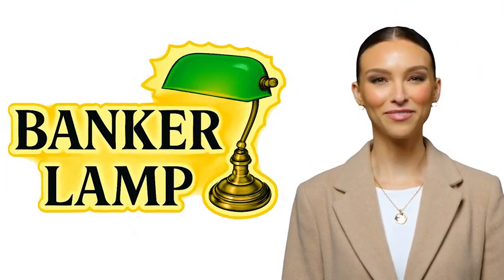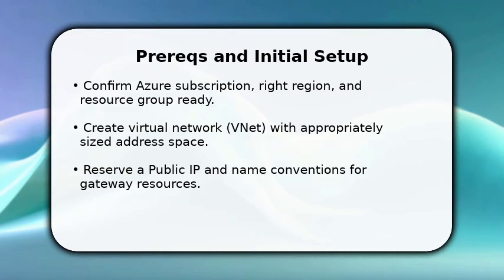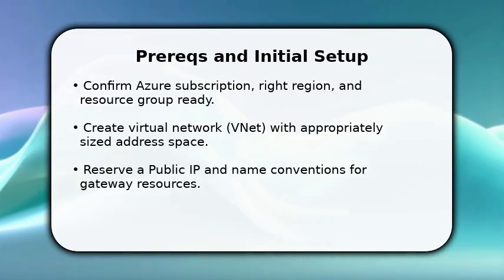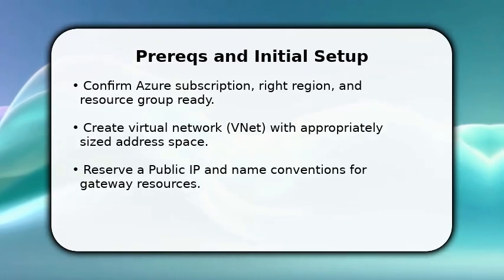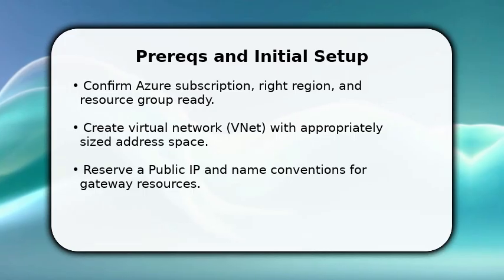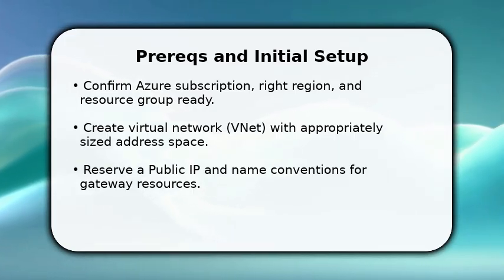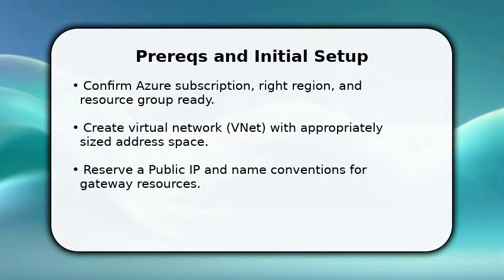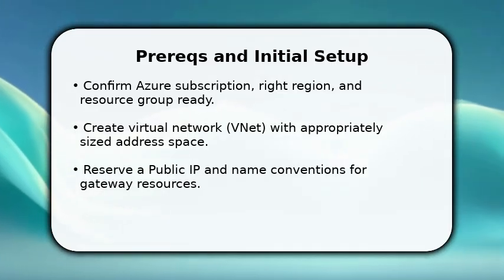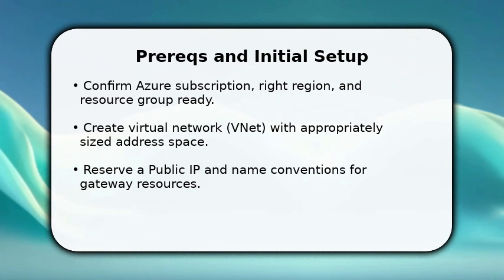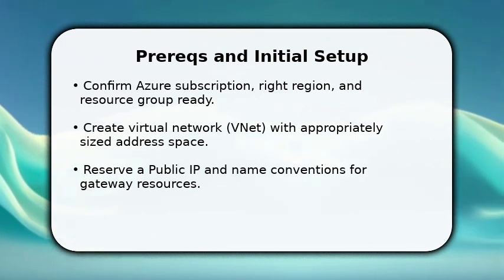Please enjoy the video. You start by verifying prerequisites so you avoid interruptions. Confirm your Azure subscription, pick the correct region and an existing resource group to contain everything. Create the virtual network now with a dedicated gateway subnet named GatewaySubnet and an address range that won't overlap with on-premises. Next, provision a static public IP for the gateway and follow naming standards so resources are discoverable. Once done, make sure network security and routing are considered before you proceed to the gateway creation step.